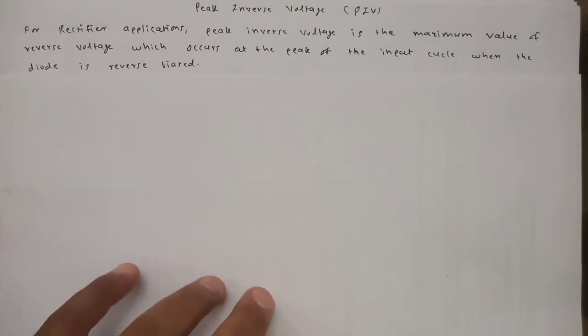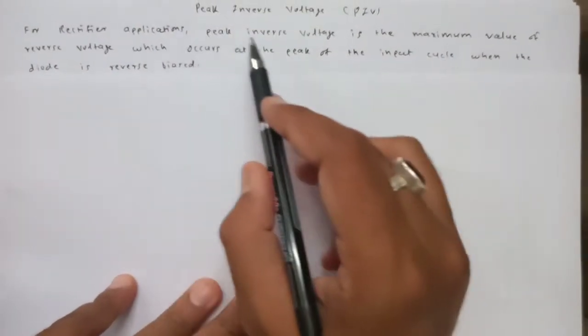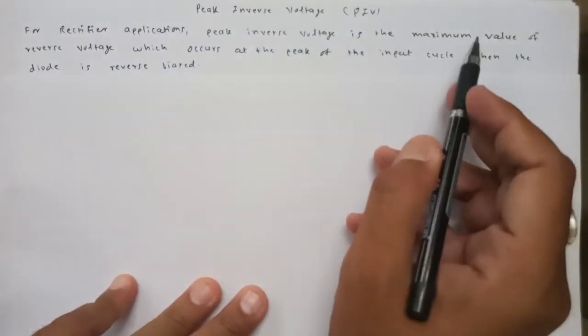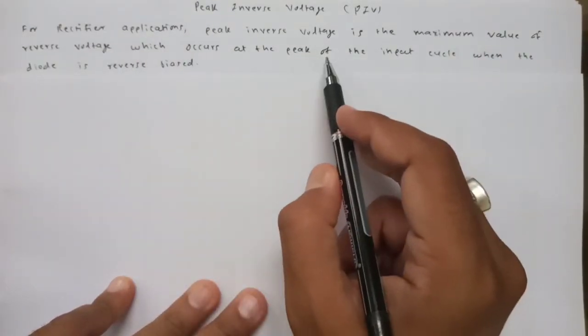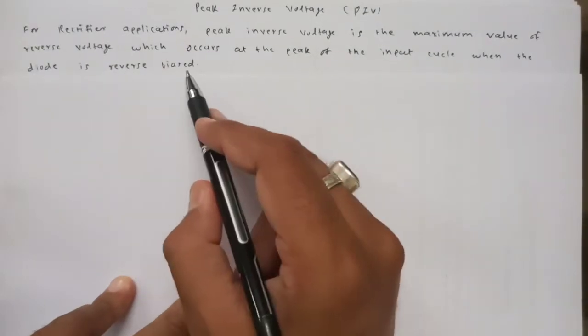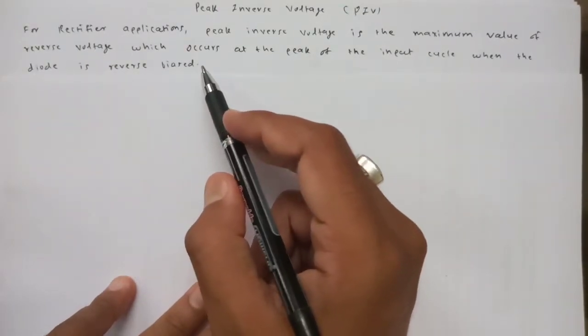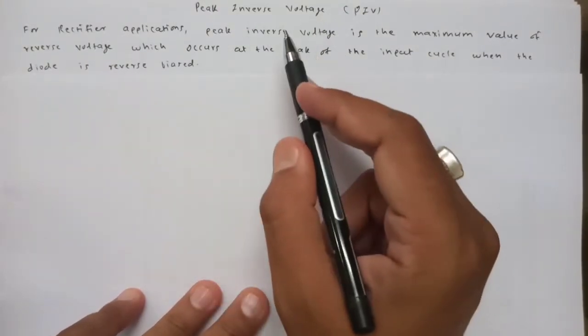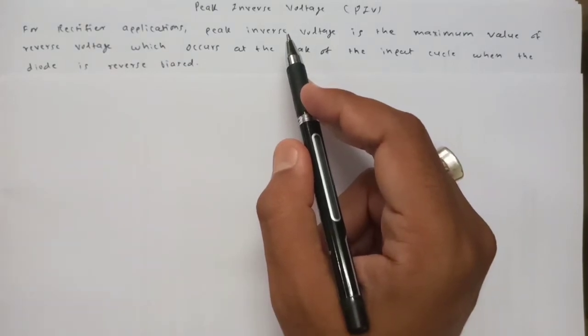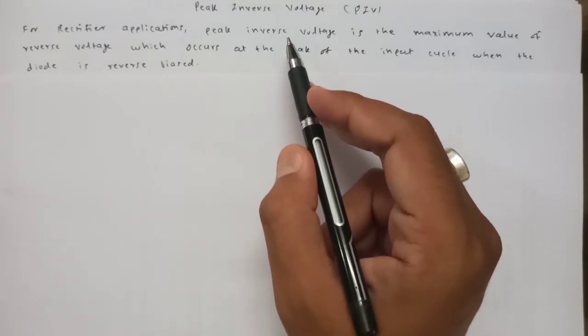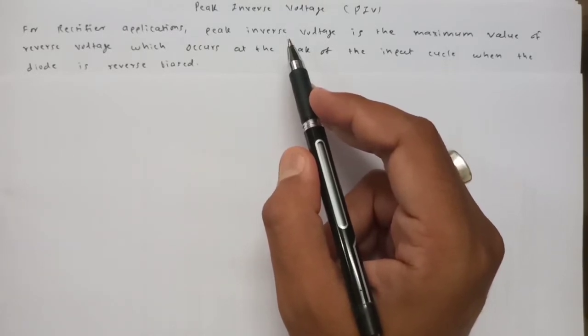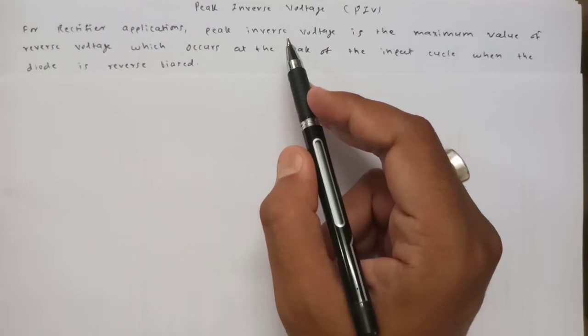So here you can see, for rectifier applications, the peak inverse voltage is the maximum value of reverse voltage which occurs at the peak of the input cycle when the diode is reverse bias. Of course, as we are talking of the inverse voltage, it is the case of the reverse bias. Ultimately, its meaning is that PIV is indicating the maximum value of voltage which will be applied across the diode when it is reverse bias.